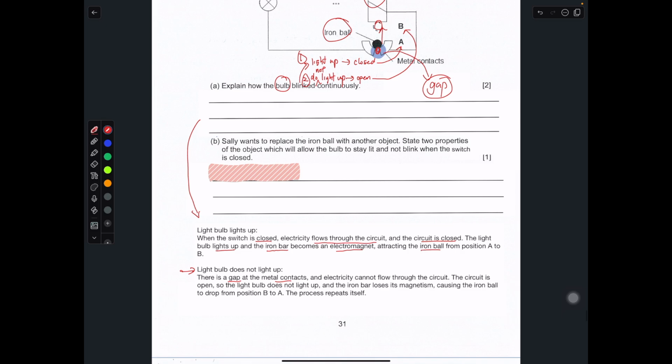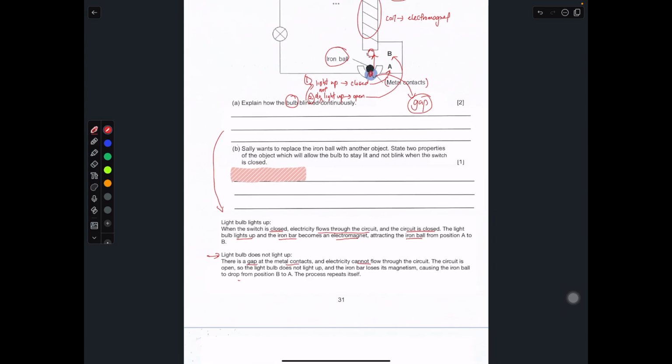So notice I use the key phrases that have been given to me. Electricity cannot flow through. The circuit is now open. Because now when the circuit is open, the light bulb does not light up. The iron bar loses its magnetism, causing the iron ball to drop from B to A again. So the iron ball will drop back.